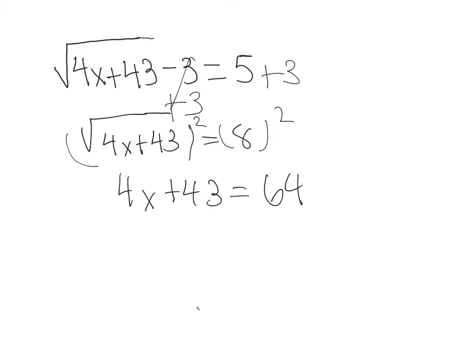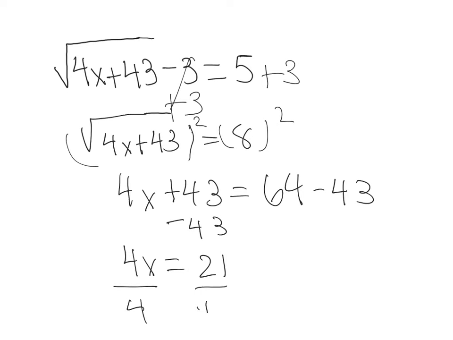Now, the next part would be to get x by itself. In order to get x by itself, you're going to subtract 43 on both sides of the equation. When you do so, you are left with 4x equals 21. So the next step would be to divide by 4 on both sides, and when you do so, that is all you are left with.